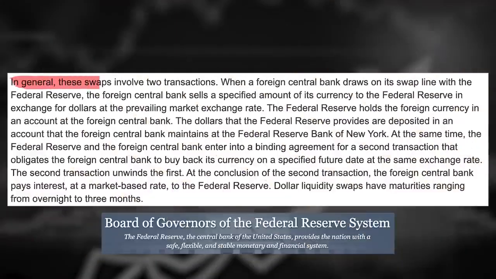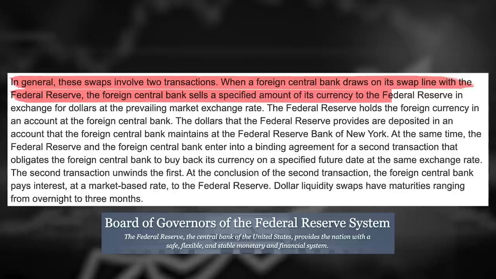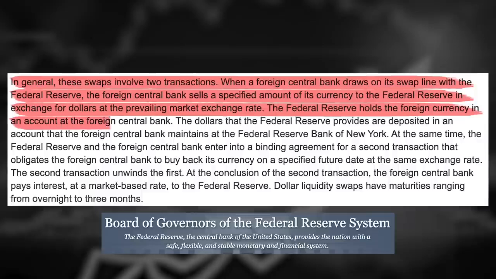In general, these swap lines have 2 transactions. When the foreign central bank draws on its swap line with the Federal Reserve, the foreign central bank sells a specified amount of its currency to the Federal Reserve in exchange for dollars at the prevailing market exchange rate. The Federal Reserve holds the foreign currency in an account for the central bank. The dollars that the Federal Reserve provides are deposited in an account that the foreign central bank maintains at the Federal Reserve Bank of New York.